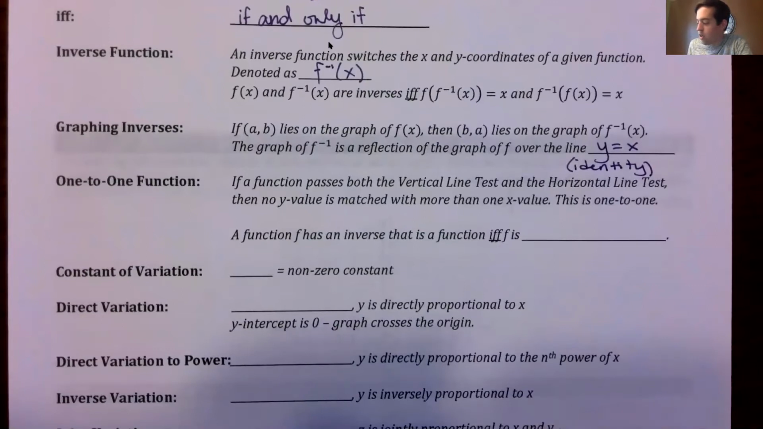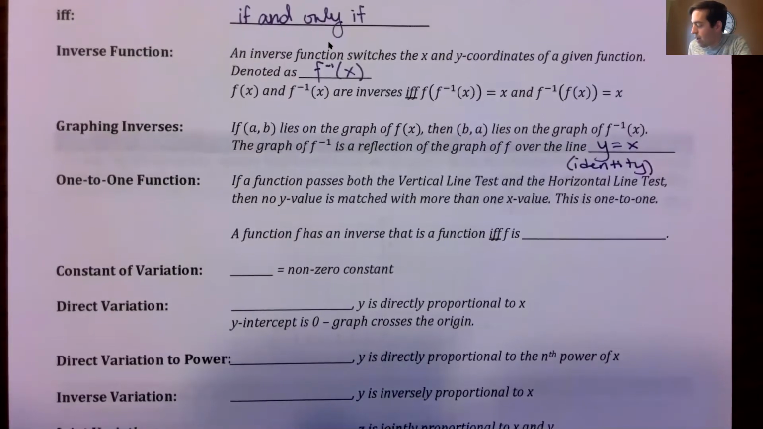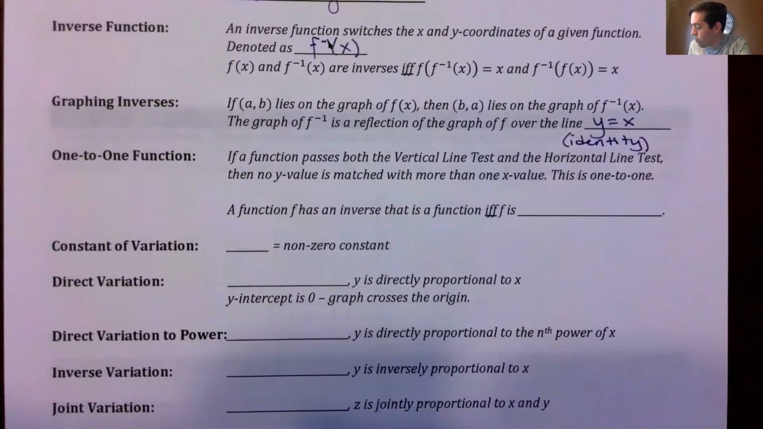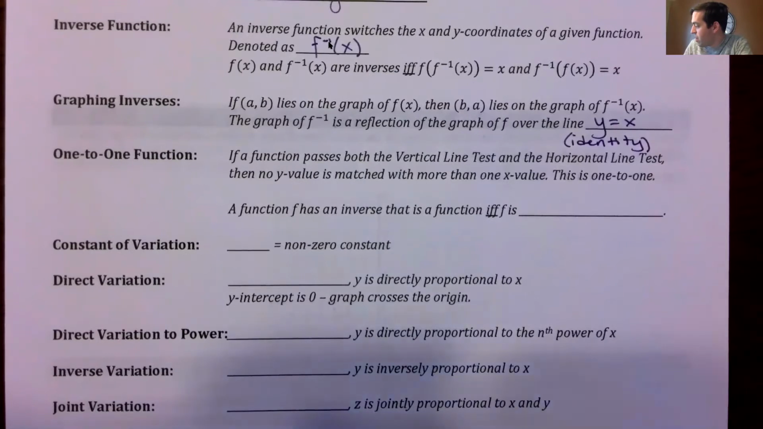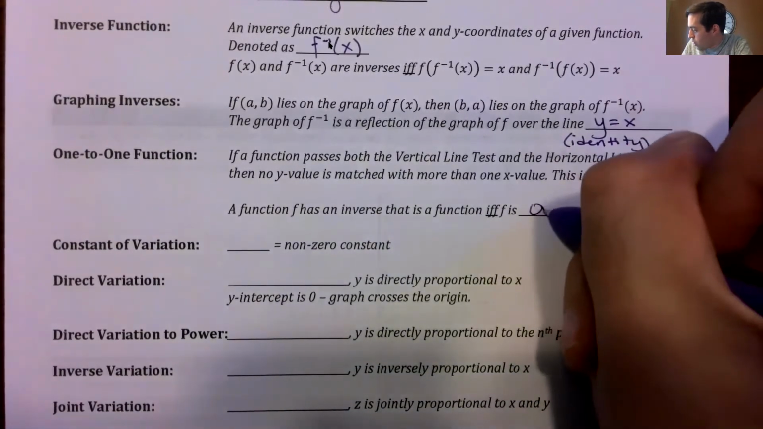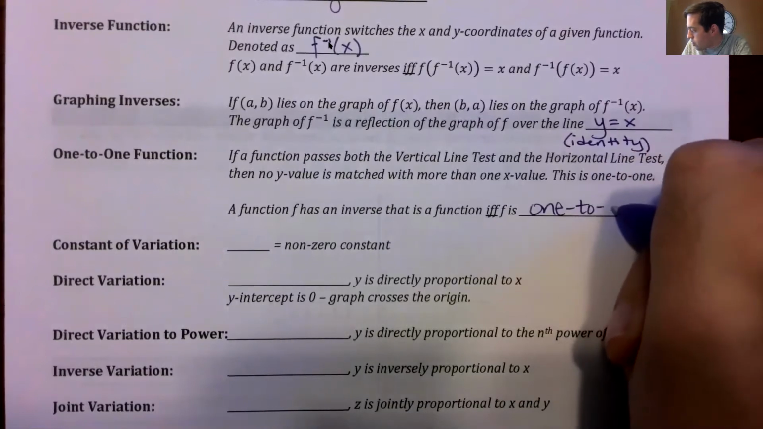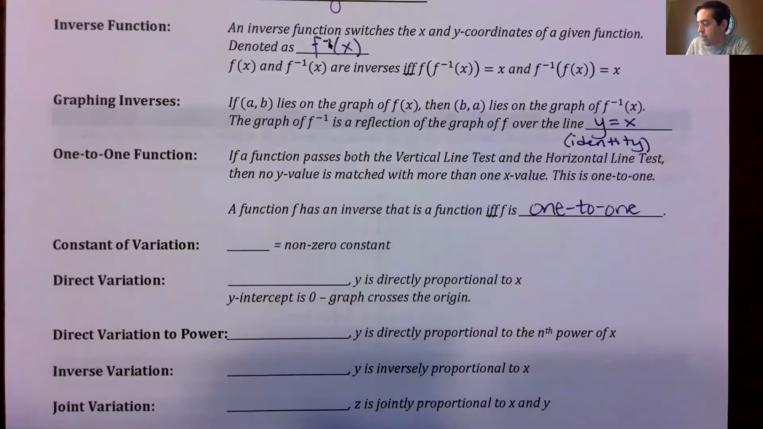So we're going to take a look at the graph of that in a couple minutes. A one-to-one function is if a function passes both the vertical line test and the horizontal line test, then no y value is matched with more than one x value, and this is one-to-one. We'll look more at that in a little bit, and hopefully it'll make more sense. A function f has an inverse that is a function if and only if f is one-to-one. So there's another if and only if statement.